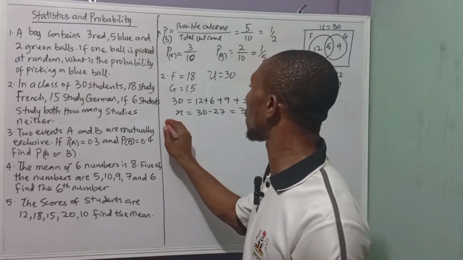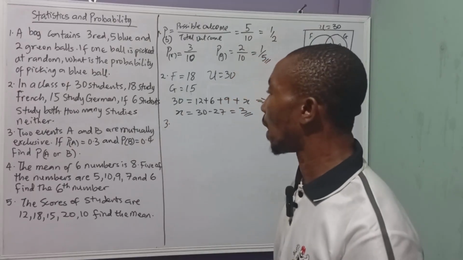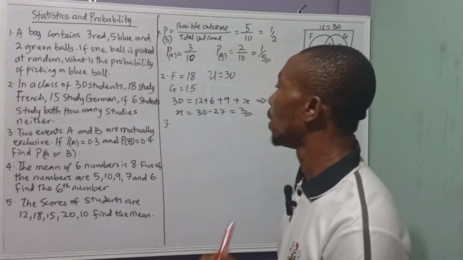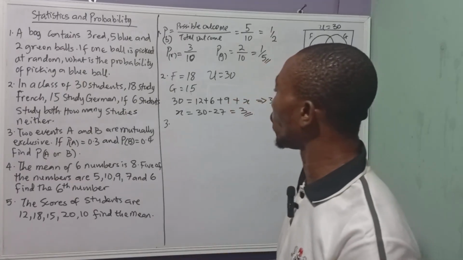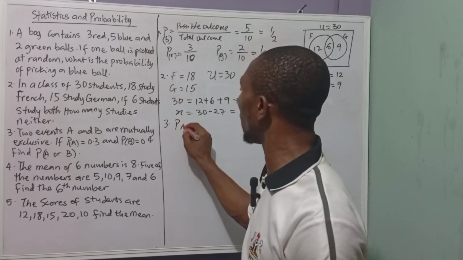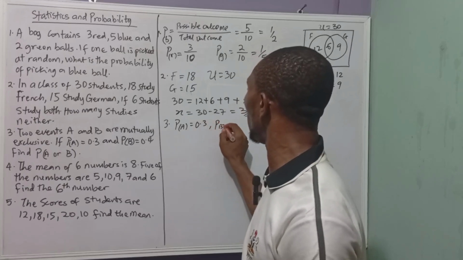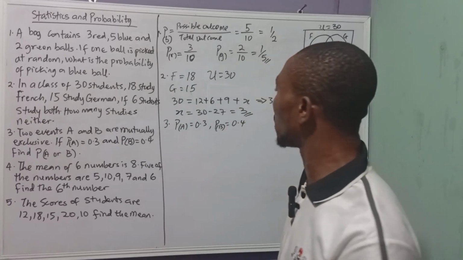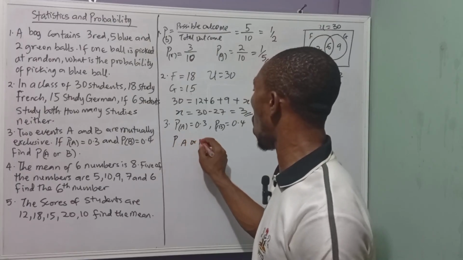Now, to question 3, it says 2 events A and B are mutually exclusive. If the probability of event A occurring is 0.3 and the probability of B occurring is 0.4, find the probability of A or B.